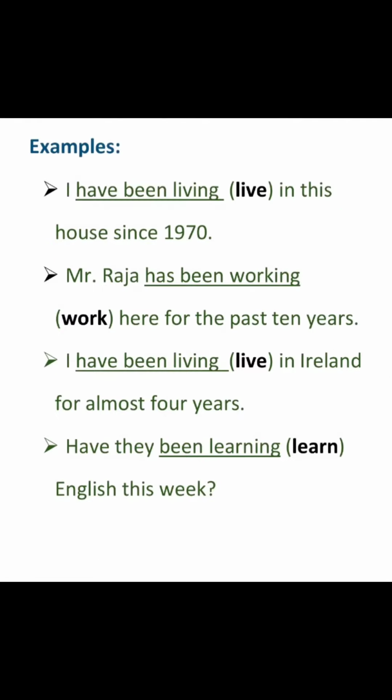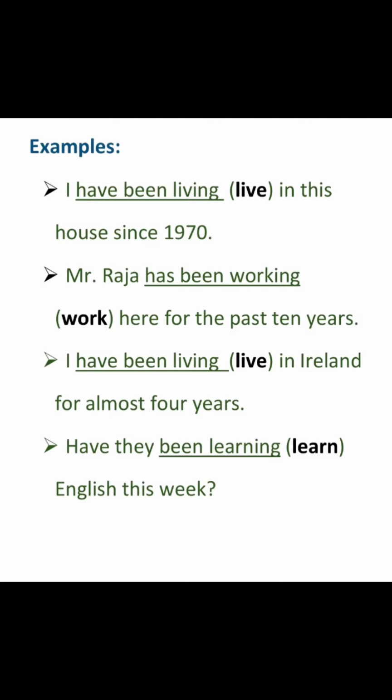Examples. I have been living in this house since 1970. Mr. Raja has been working here for the past 10 years. I have been living in Ireland for almost 4 years. Have they been learning English this week?